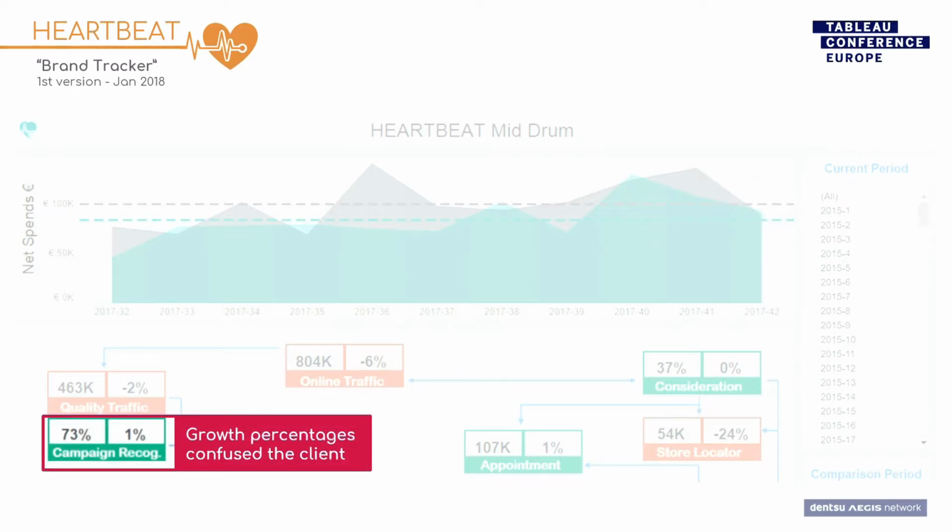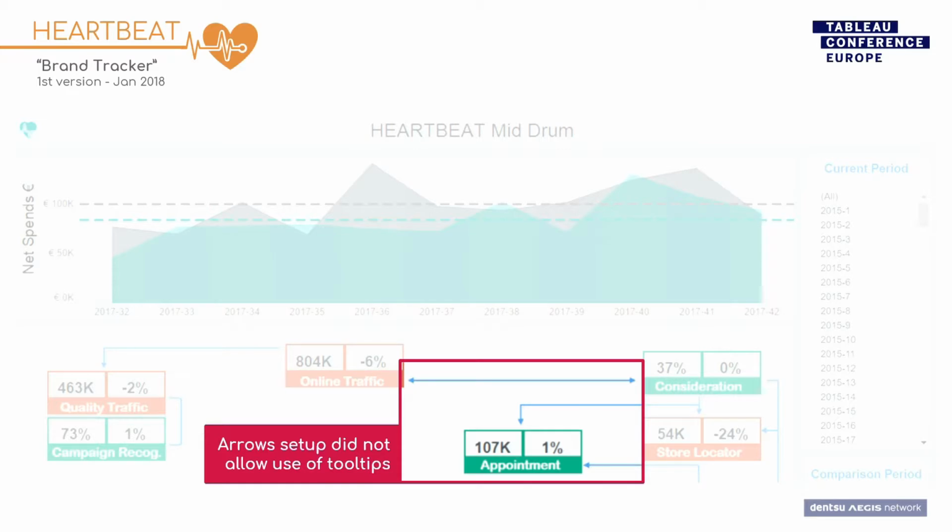Also the growth percentages confused the client a bit, because in this example, we were putting the growth percentage as a percentage instead of using percentage points, so that was a bit confusing as well. But I think the worst thing was that this arrow setup did not allow the use of tooltips. In the first version, these arrows were actually a transparent image on top of the chart, so we could not use tooltips to explain what was going on with that data. So this was the first version. It was already quite good, but we had a long way to go with it.